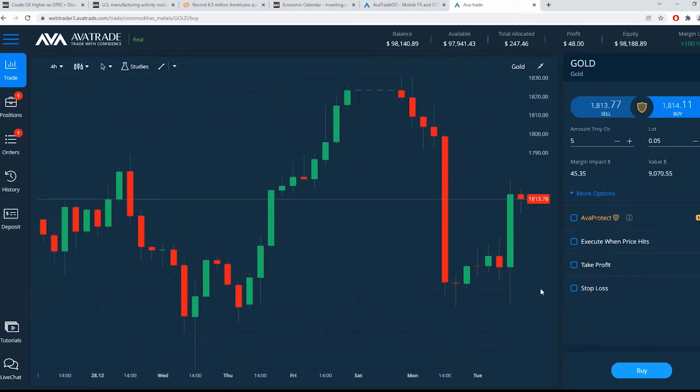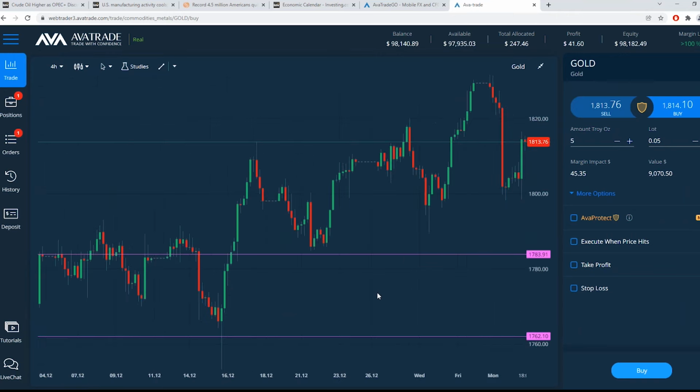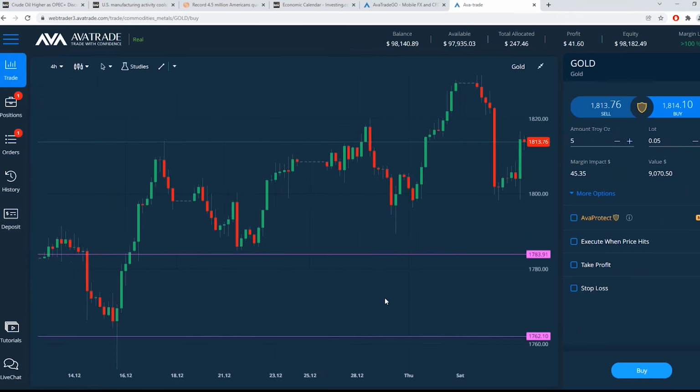Let's expand the chart and look at the technical analysis. So these are 4-hour candles. We see today gold's been climbing up, up, up, after a large drop. Why was there a large plunge in gold here? Because the US is talking about increasing interest rates and cutting back on bond buying.